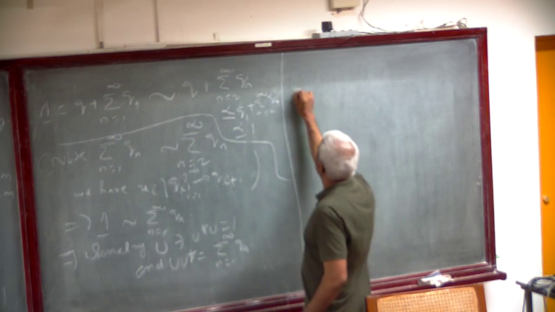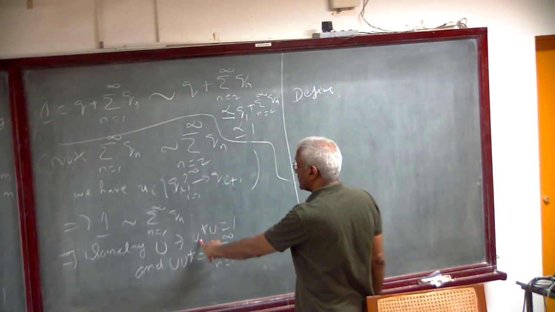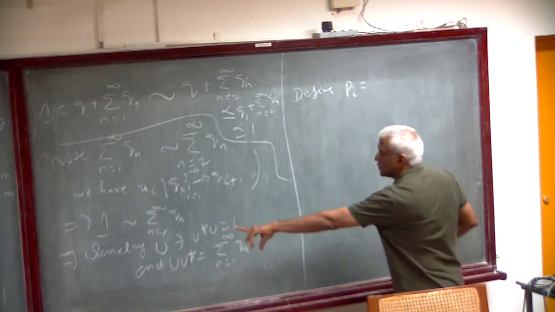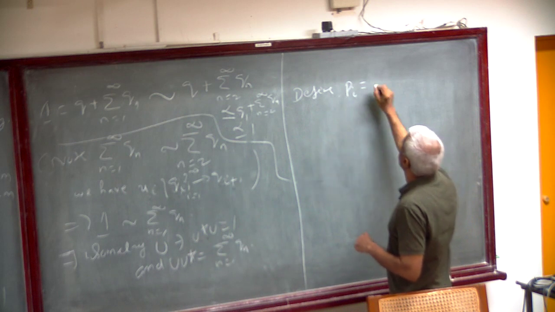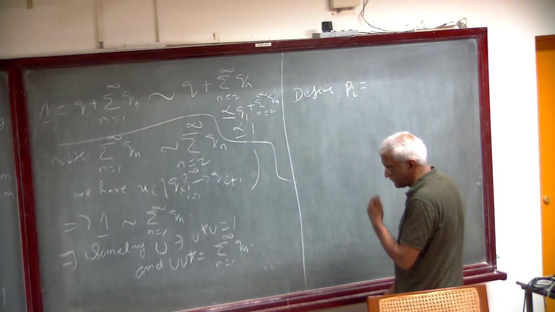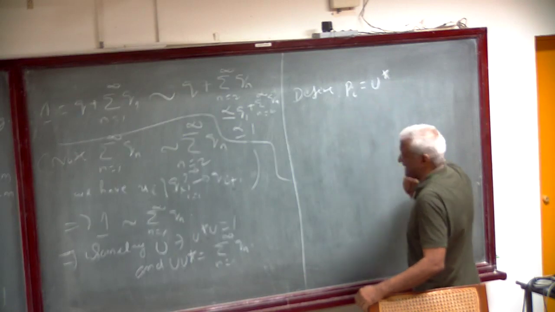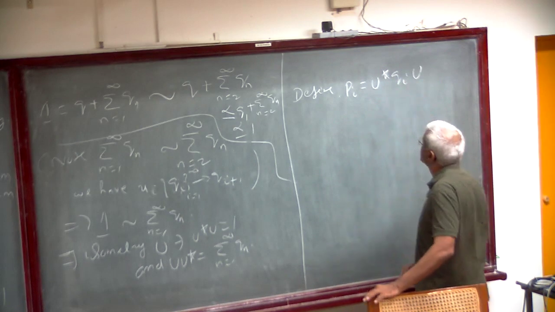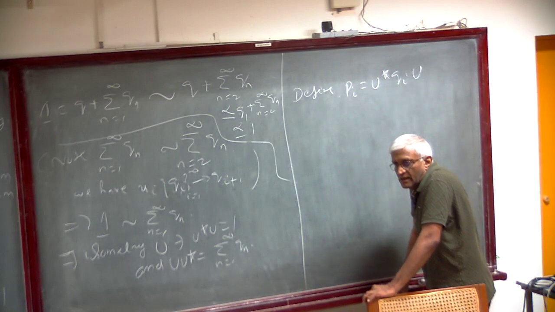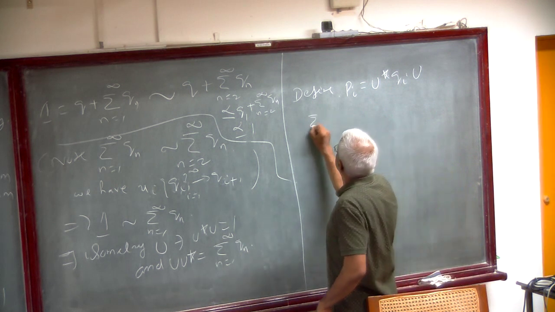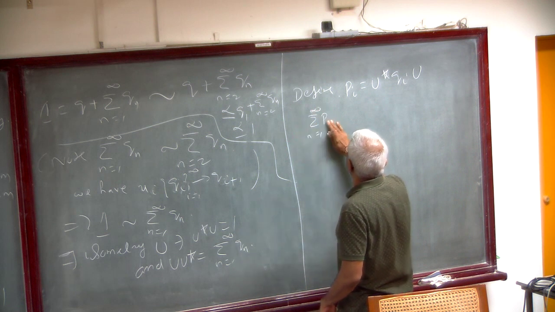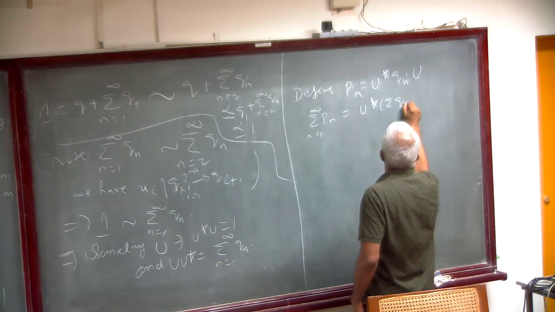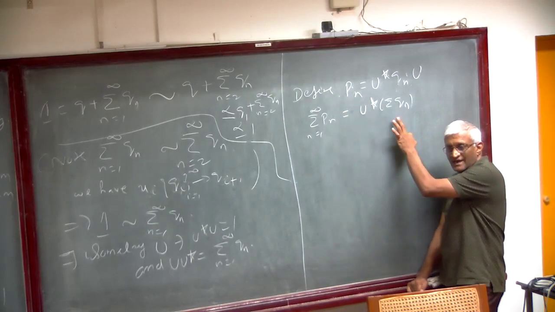Now I want the following. If I take U star Q U, now define Pi to be U star Qi U. Then the summation of Pn, n equal to 1 to infinity, is equal to U star times the summation of Qn times U. This U is a nice map. When you have a summation, you can take it inside.